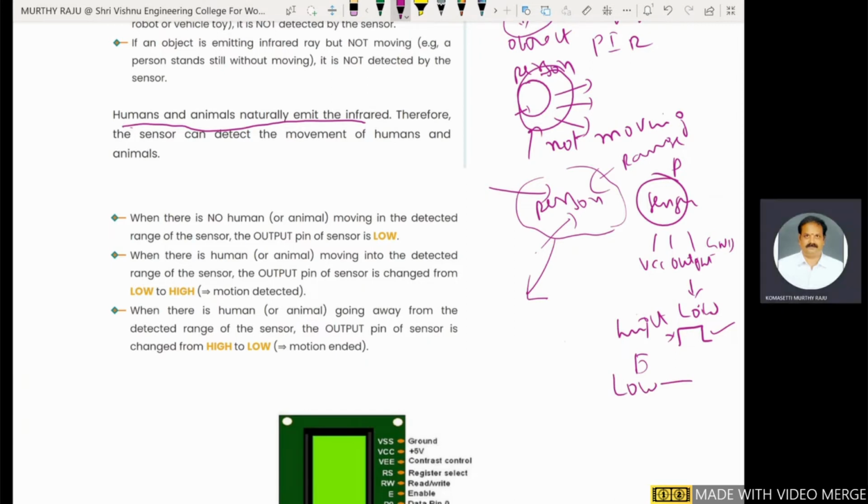Therefore, we have to check if the sensor pin is high, we recognize something. If the sensor pin value is low, we cannot recognize anything, which means the object is not detected. These points are very important.